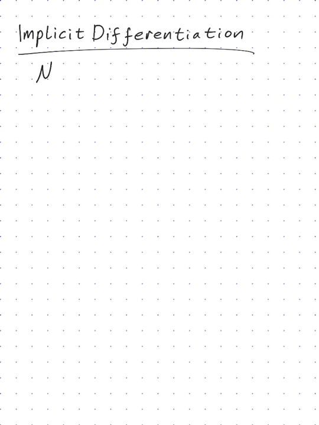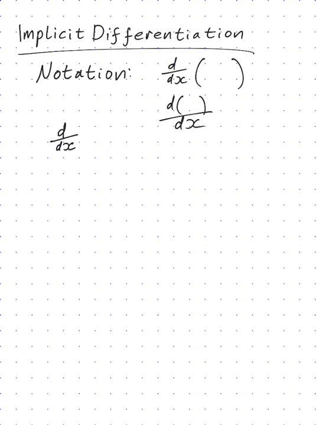Now we're going to look at implicit differentiation, but first I'm going to introduce a bit of notation. In these notes I'm sometimes going to write d/dx with brackets after it, and by this I just mean differentiate whatever is in the brackets with respect to x. I sometimes might also write the brackets on top like this, d something dx. So, if that was y in the brackets, it would be dy/dx, right?